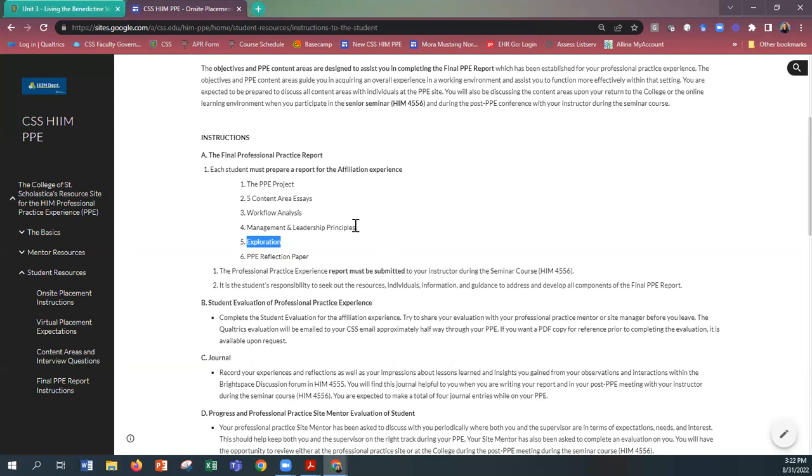But then the other required section is this management and leadership principles. This is where you will conduct a management interview where you will seek out to determine the manager's leadership style, and then you'll write an essay about that. You'll do an organizational chart for the department that they oversee, and then you'll also assess which management functions they perform in their role. Okay, and the last section that everybody must do is the PPE reflection paper.